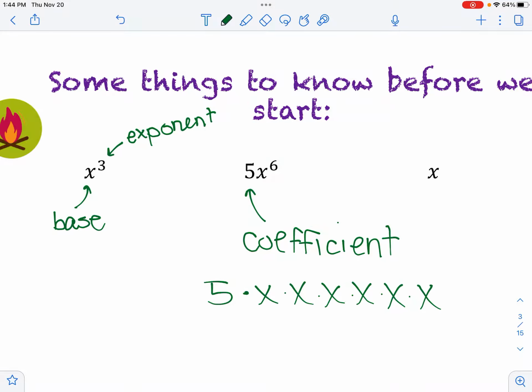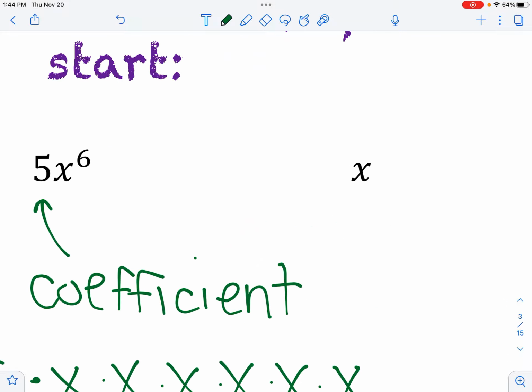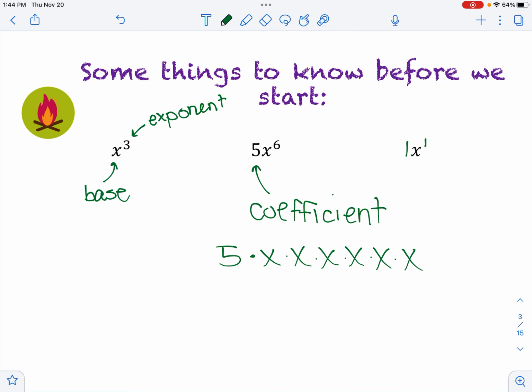Okay, and then one other thing, just as a reminder, when you see just an x, there's really a 1 here. So my coefficient is 1 there, but also there was an exponent of 1. So there's 2 hidden 1s there. So just a reminder about a couple of those things.